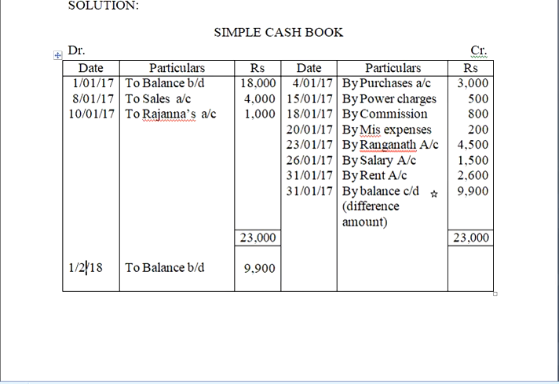Remember one thing, students: whenever the cash balance increases, it should be taken under the debit side. Whenever the cash balance decreases, it should be taken under the credit side. Only in the simple cash book, cash transactions will be recorded. For example, students may be asked that paid cash into bank. Why do we need to record it in the cash book? Because our cash balance is reducing, so we take it under the credit side.